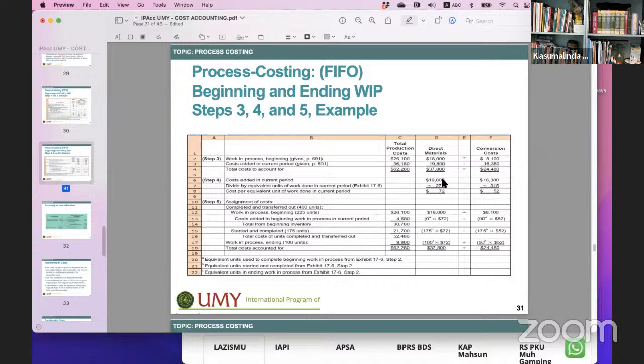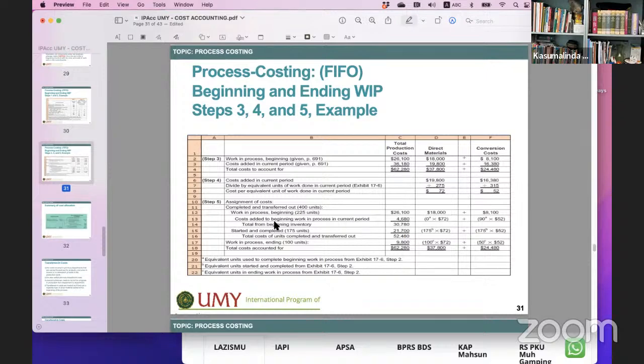For the FIFO method, we don't include the cost from the beginning work in process, because the beginning work in process is the cost from the previous period, in this case February. The current period is March. So when we calculate the cost per equivalent unit, we take all the cost from March and divide by the equivalent units in March only. Then we get the cost per unit respectively.